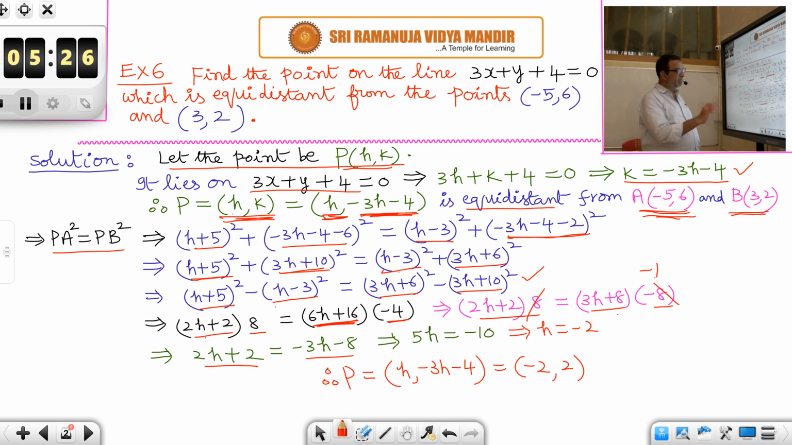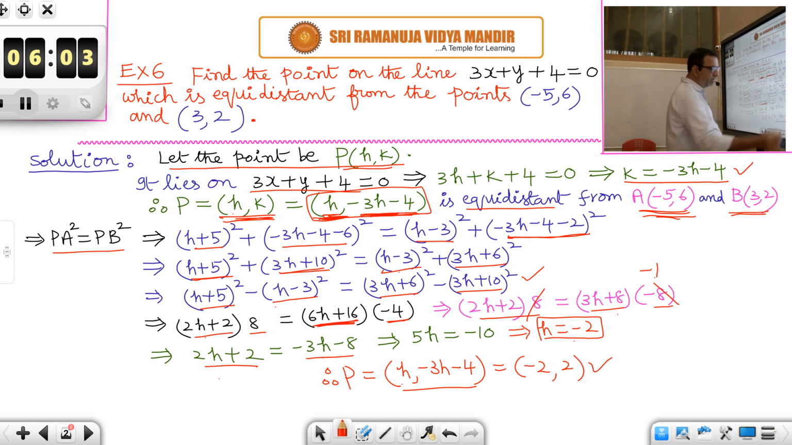So you have not got a quadratic equation, is it not? It just appeared that we are going to get a quadratic equation, but we got only a linear equation. That means only one point is there satisfying this condition. Then 5h is equal to minus 10, h is equal to minus 2. This value of h we can put in the point P. P's coordinates are what? h comma minus 3h minus 4. In that, if you put h value minus 2, you will get minus 2 comma 6 minus 4, 2. So minus 2 comma 2 is the only point.